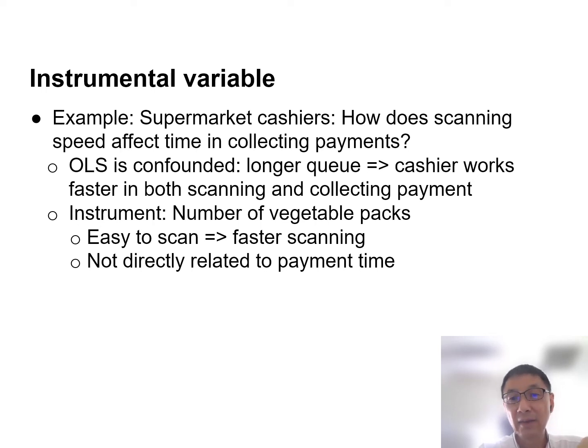And that's the relevance condition. So there's a direct relationship between the number of vegetable packs and the scanning speed. The more vegetable packs, the faster the scanning. And then as to the exclusion condition, there's no necessary relation between the number of vegetable packs and the payment time. The payment time to pay for vegetables is no different than paying for orange juice.